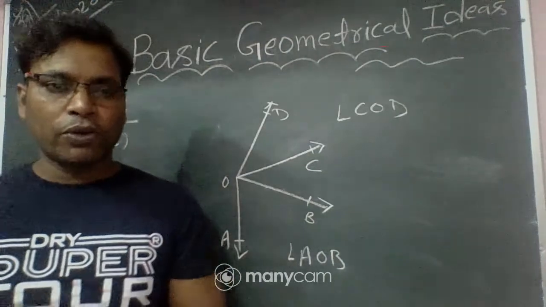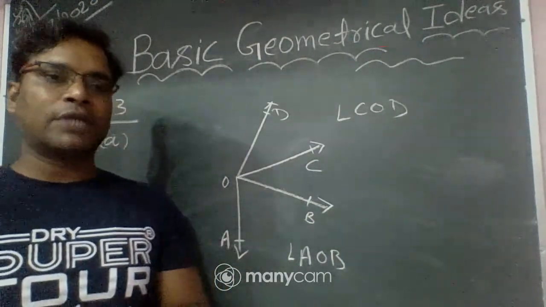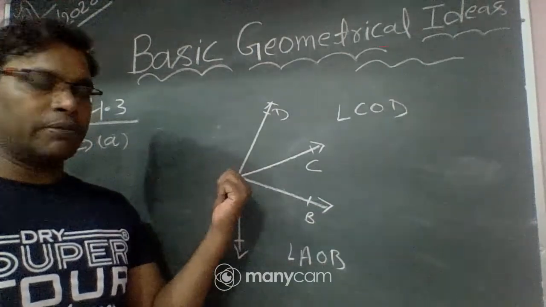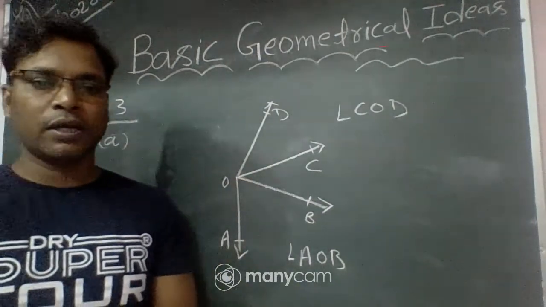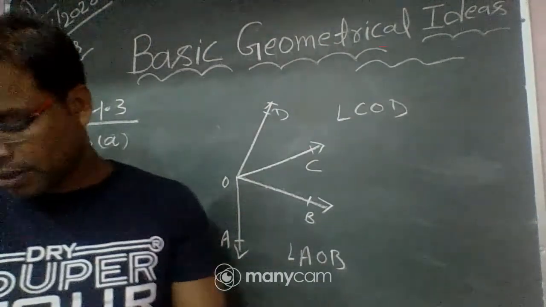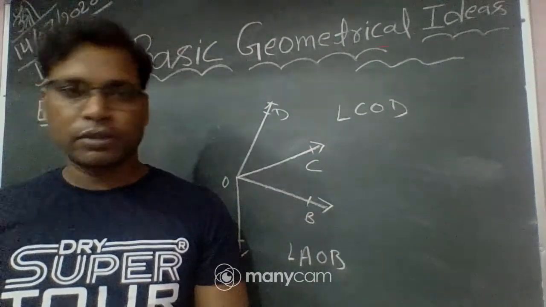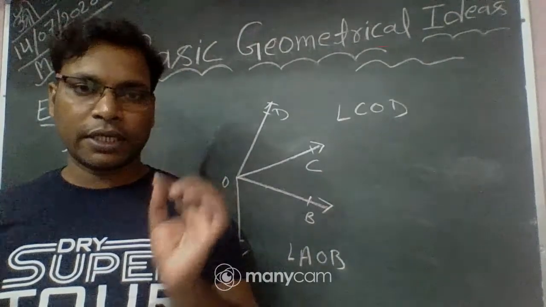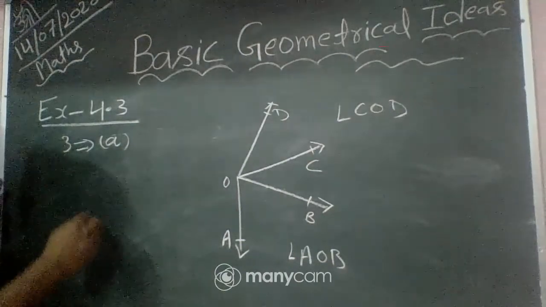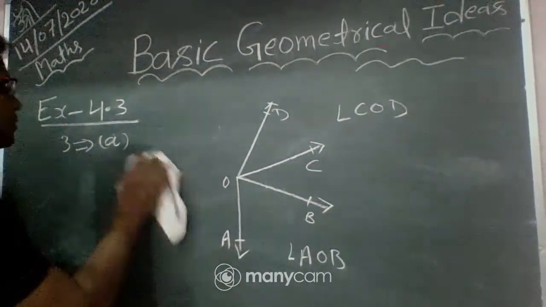So they have one point in common. What is the common point in the two angles? Point O is the common point. Clear? Now B part: 2 points in common. We draw two angles such that 2 points are common. So let's see for B part.